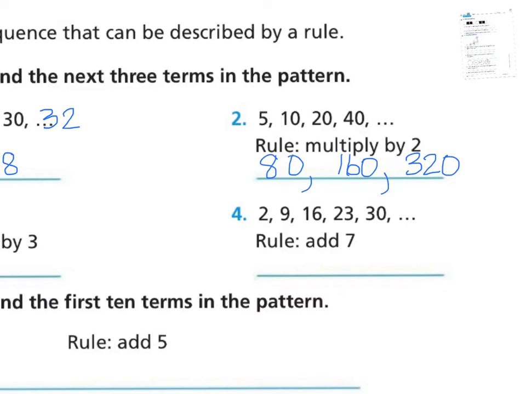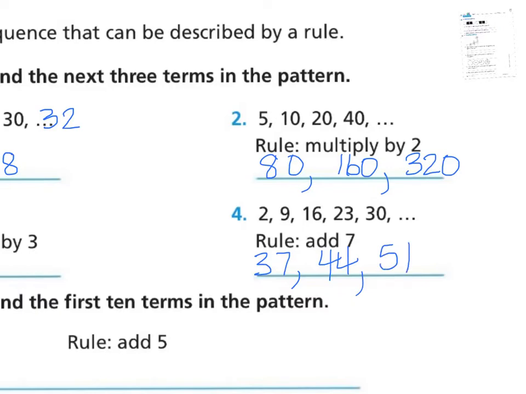Moving down to number 4, it's adding 7. So 2 plus 7 is 9. 9 plus 7 is 16. 16 plus 7 is 23. 23 plus 7 is 30. 30 plus 7 is 37. 37 plus 7 is 44. 44 plus 7 is 51. So far, so good, right?